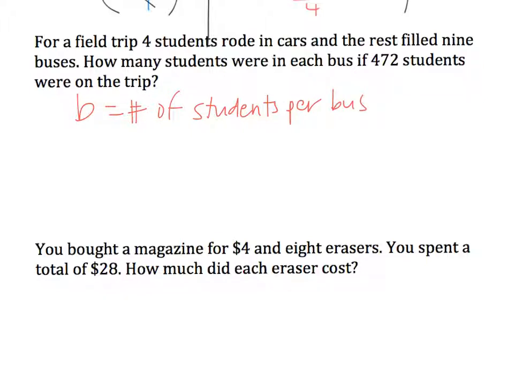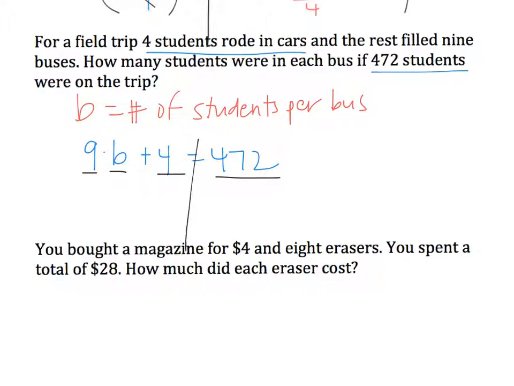So to set up my equation, I know that 9 buses have a number of students in them. So I'm going to say 9 times the number of students in each bus, plus the 4 students extra that rode in cars, will equal the total number of students on the trip, which is 472. So again, that is 9 buses times how many students are on each bus, which we called B, plus the 4 students that rode in cars, has to be equal to the total of students on the trip, which is 472. Now, if I solve this equation, I will be left with my variable B, which is how many students are on each bus, which is what I want to solve for.